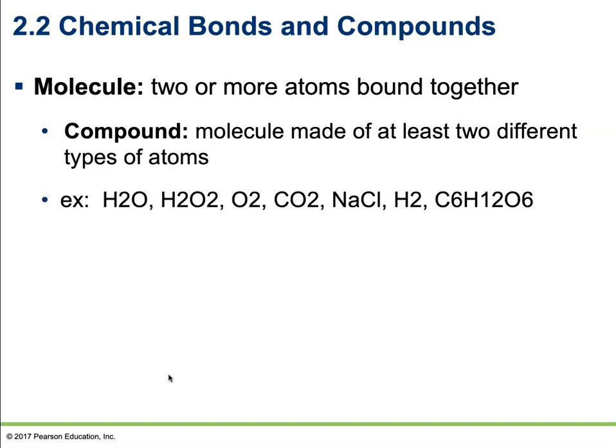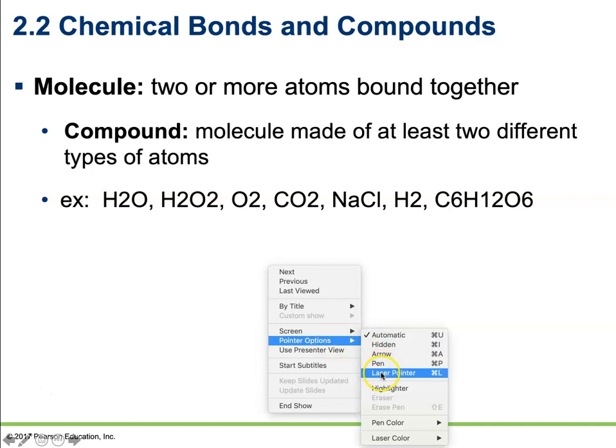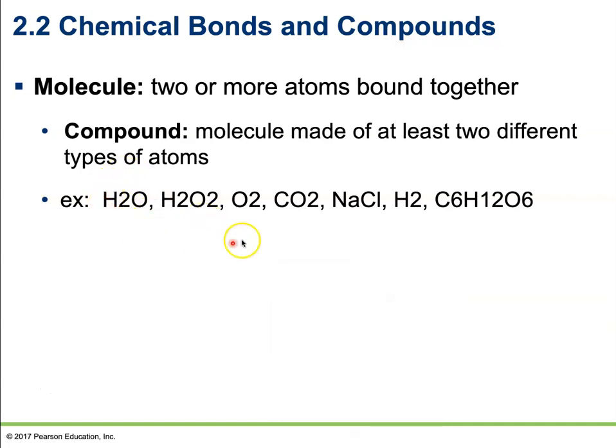Great examples of this would be water, H2O, H2O2, hydrogen peroxide, carbon dioxide, sodium chloride. These are each compounds. They are made up of multiple types of atoms. Oxygen, on the other hand, and hydrogen gas are only going to be what's known as molecules. They're made up of two atoms bound together. They are not technically compounds because they are not made up of different types of atoms.